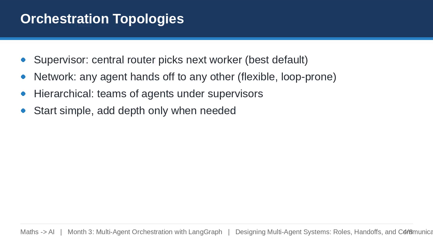There are three common shapes. The supervisor topology uses a central router that decides which worker acts next. It's the easiest to debug and a great default. The network topology lets any agent call any other, flexible but prone to loops. Hierarchical stacks supervisors over teams of agents for very complex workflows. Always start with a supervisor and only graduate to hierarchical when that supervisor prompt gets overloaded.